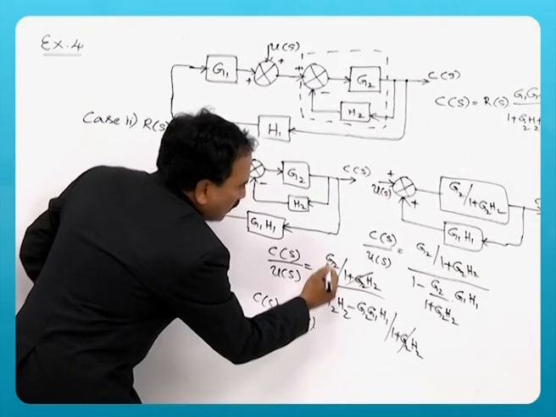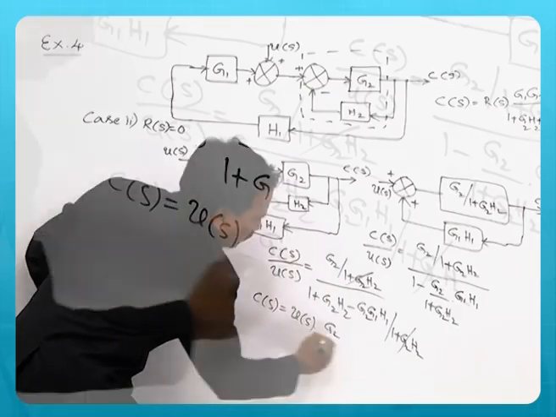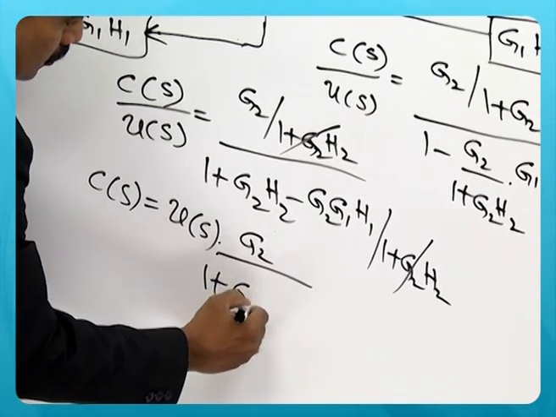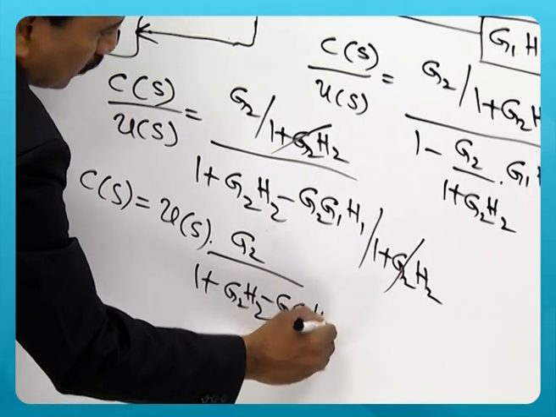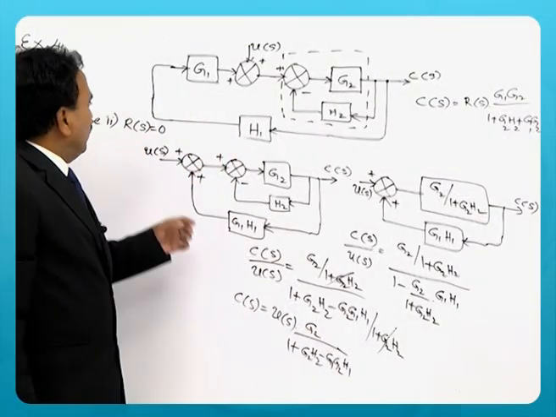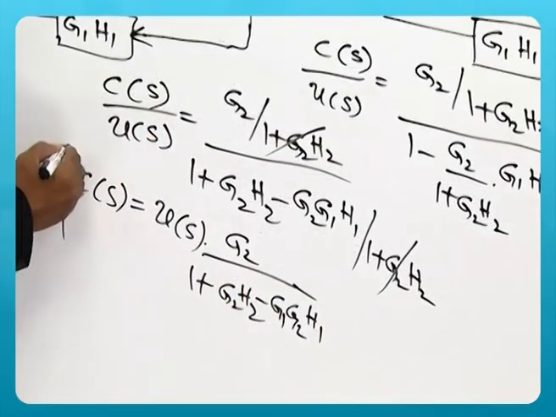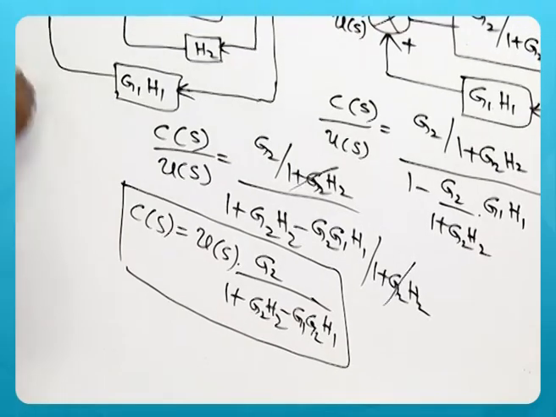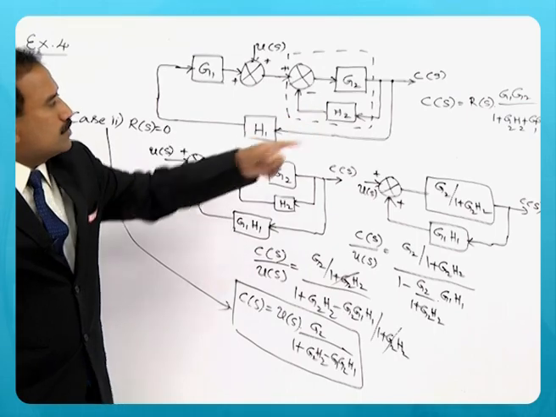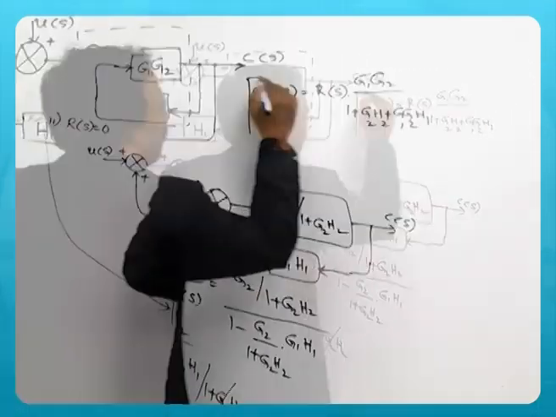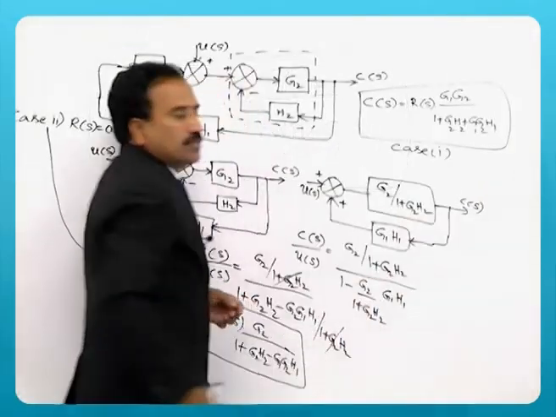into, I think you can further simplify this as G2 by 1 plus G2 H2 minus G1 G2 H1. So this is the response in the case of case 2. This is the response you have got in case 2, and this is the response you have got for case 1.